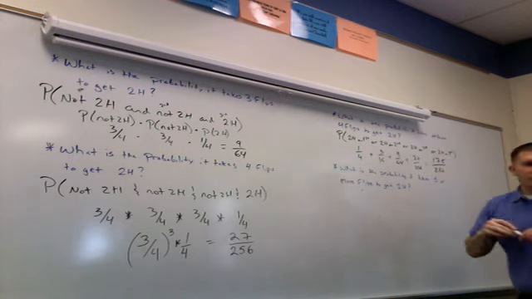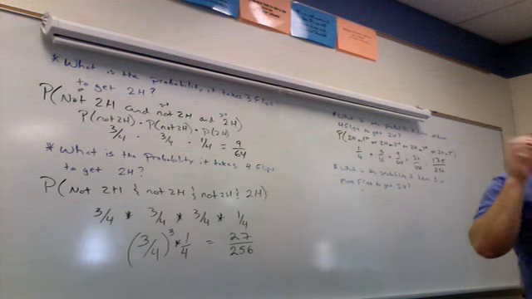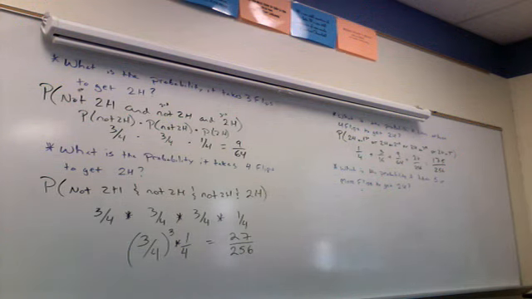So the probability it takes at least 4 flips to get 2 heads is 175 out of 256. Does that make sense? You guys kind of see how we did that? Okay. What's the probability it takes 5 or more flips to get 2 heads?